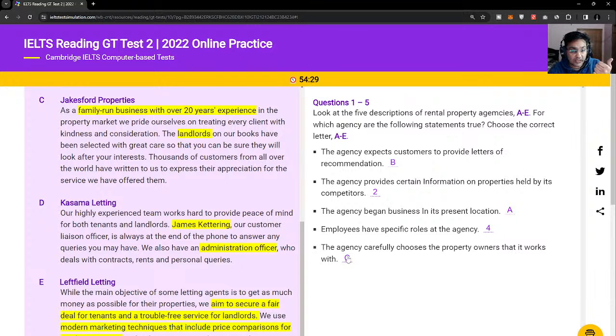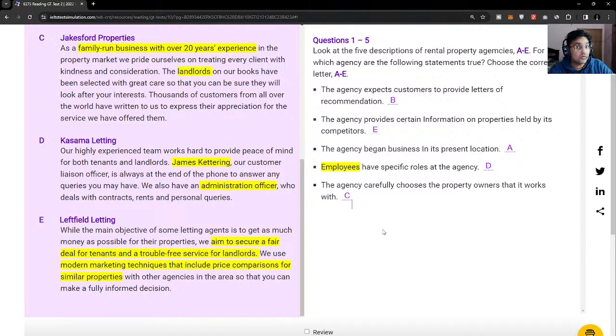So James Kettering, the agent employs have specific roles at the agency. Okay, James Kettering is a customer liaison officer, and there's also an administration officer. So there are at least 2 employees. Okay, and there are 2 employees and they have their own roles, so this one perfectly matches D. This, without a doubt, is E, because no letter is going to be repeated, but if you want me to do it, let's do it.